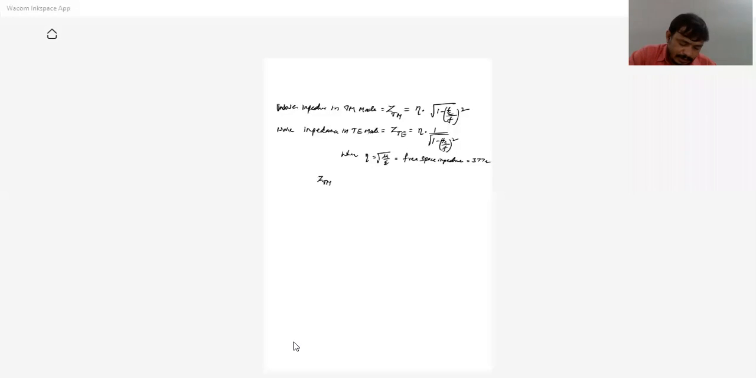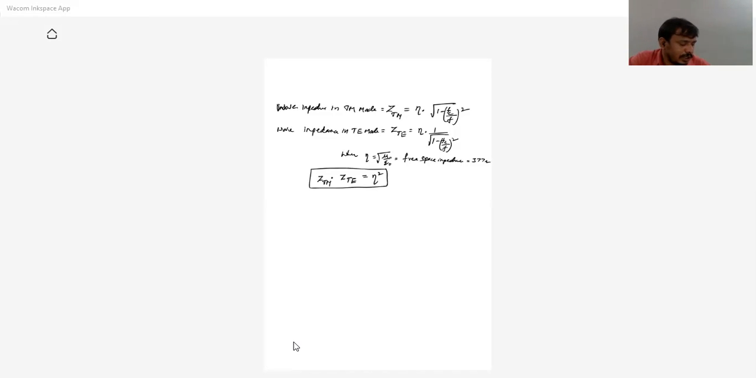Now ZTM into ZTE is equal to eta square. You have to remember this: ZTM into ZTE is equal to eta square. This is the wave impedance in the rectangular waveguide for TE mode and TM mode. Eta is the free space impedance, you can take it as root mu naught by epsilon naught, for free space. It is 377 ohms.